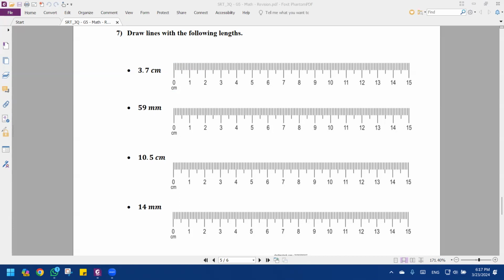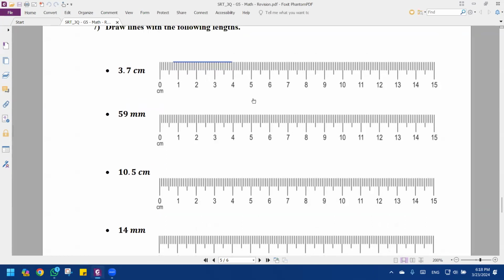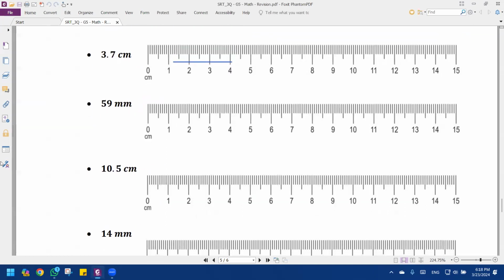Let me make a straight line. 3.7, we start from 0. This is a 3. Now 0.7, I need 5 lines. This line here is the 5, and then 2 more. Let me go closer. Let me do it again. 3, this is 3.5, then 2 lines extra. This is 3.7. Next one, it says 59 millimeter.